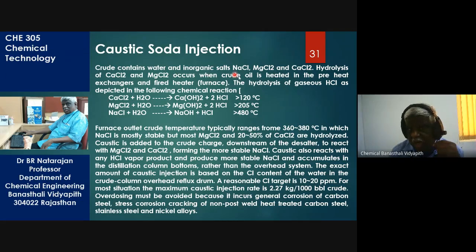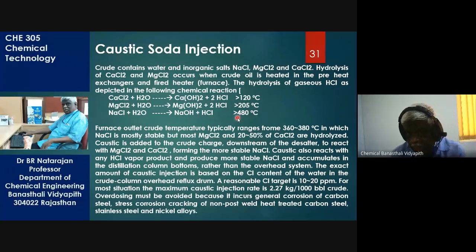Crude contains water and inorganic salts: sodium chloride, magnesium chloride, calcium chloride. Hydrolysis of calcium and magnesium chloride occurs when crude oil is heated in the preheat exchangers and fired heater, the furnace. So there is hydrolysis producing gaseous HCl. Calcium chloride reacts with water to form calcium hydroxide and HCl. Magnesium chloride reacts with water to form magnesium hydroxide and HCl. So NaCl and H2O will form NaOH and HCl.